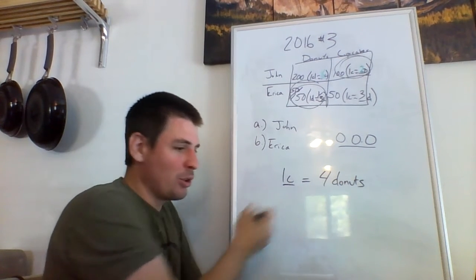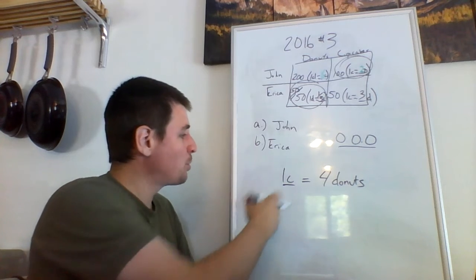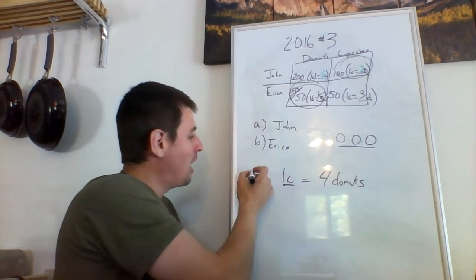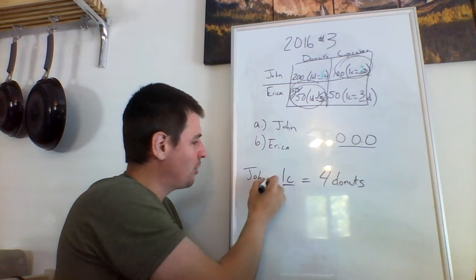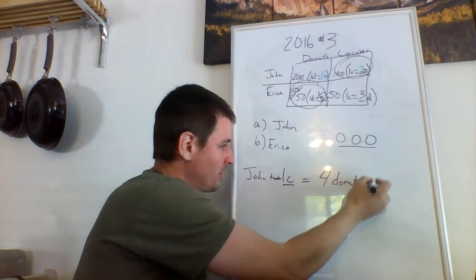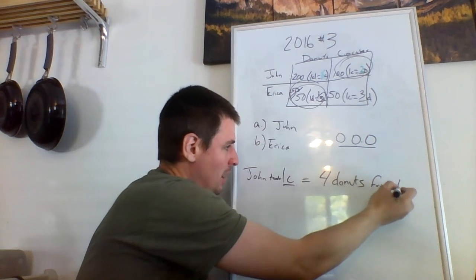I like that it's in per unit already, 1. So who's producing the one cupcake? Well, again, who has the comparative advantage? John. And I would write it out: John trades 1 cupcake for 4 donuts from Erica.